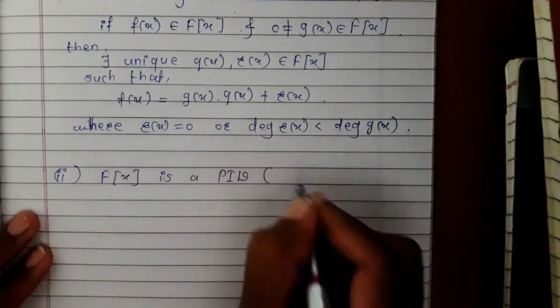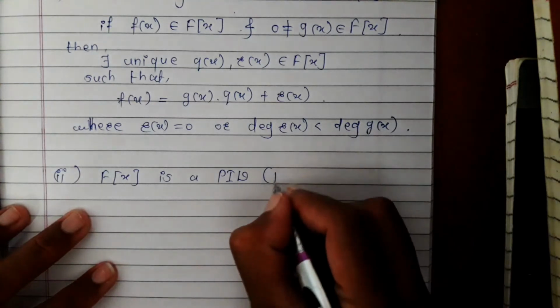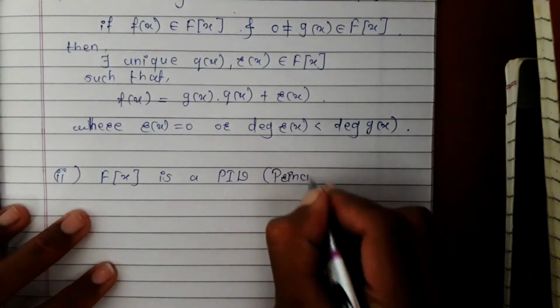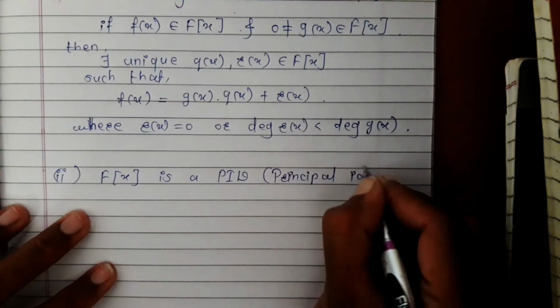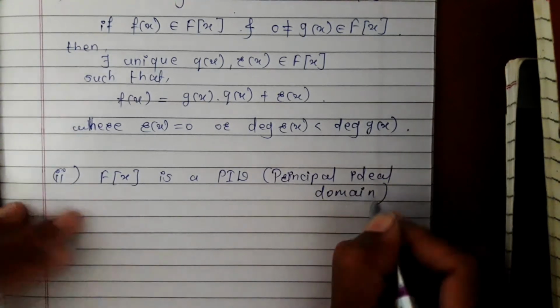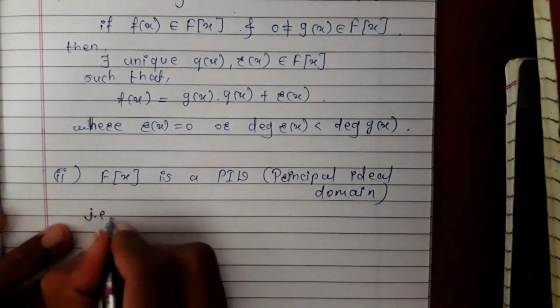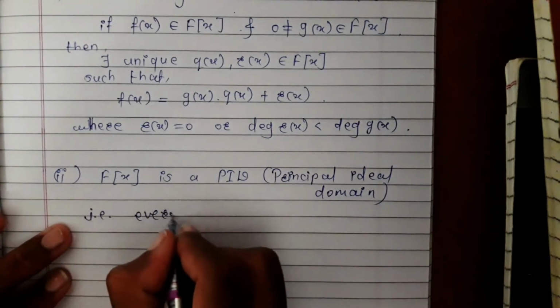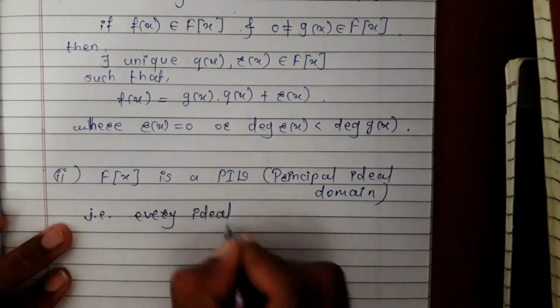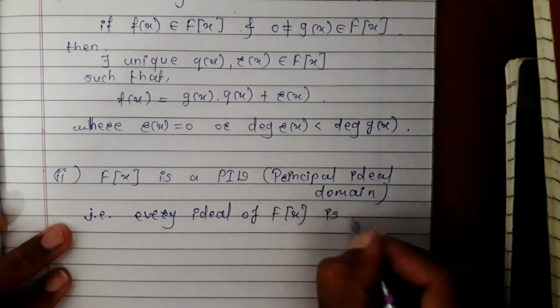Second property is that polynomial ring Fx is a PID. PID means principal ideal domain. That is, every ideal of polynomial ring Fx is a principal ideal.